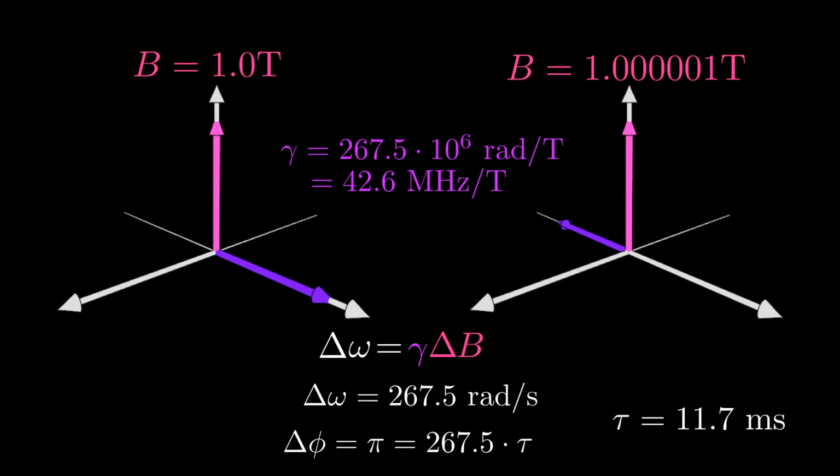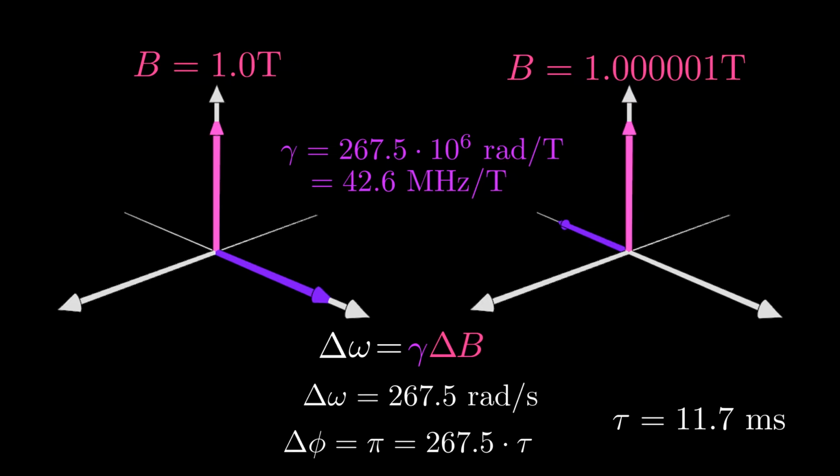This is what's happening in our NMR experiment. Tiny imperfections in our magnetic field homogeneity can have a dramatic effect on our detected signal. This is a problem, because now the rate at which our signal decays does not reflect the properties of the sample.